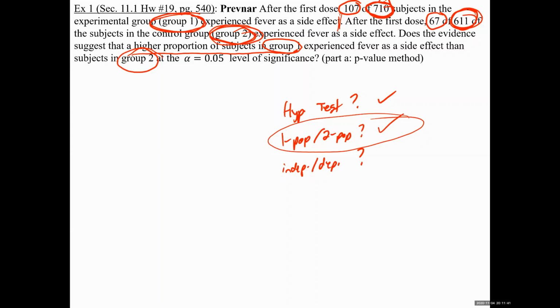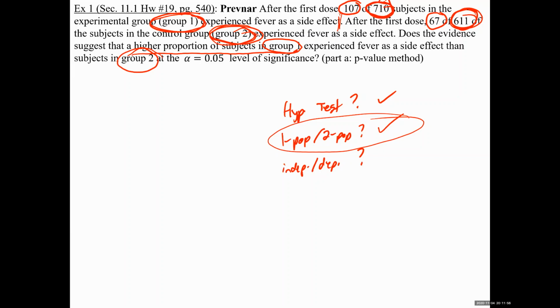They want to know if you looked at everybody who took Prevnar, not just the 710, and everyone who took a placebo, is there a higher percentage of people from everyone who took Prevnar that got a fever than from everyone who took a placebo? So the question is about these big groups.